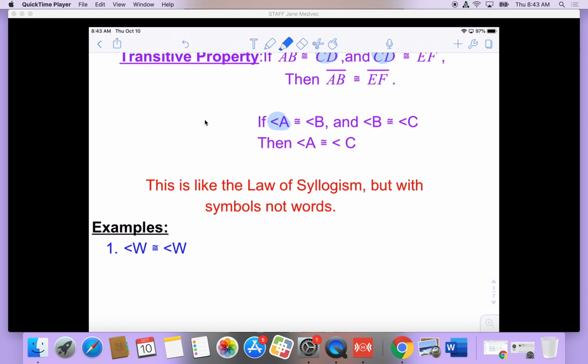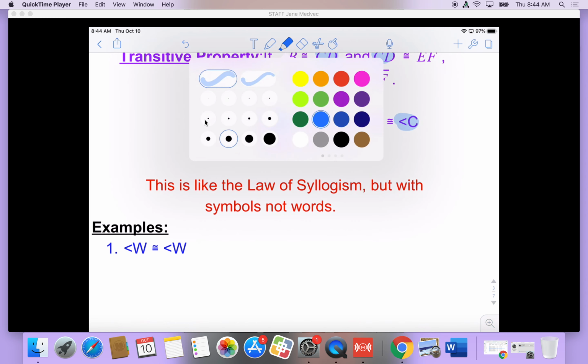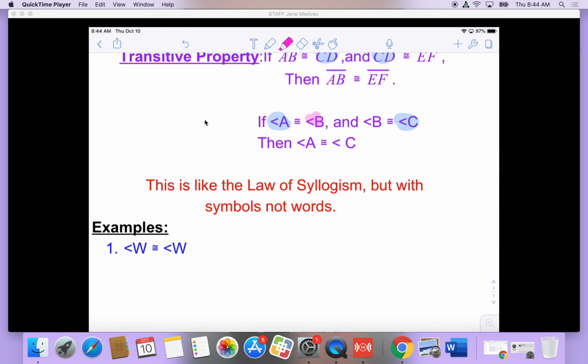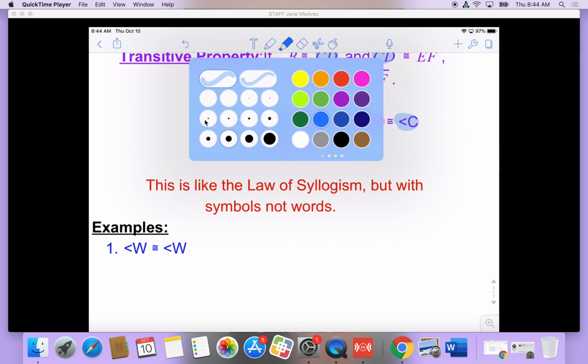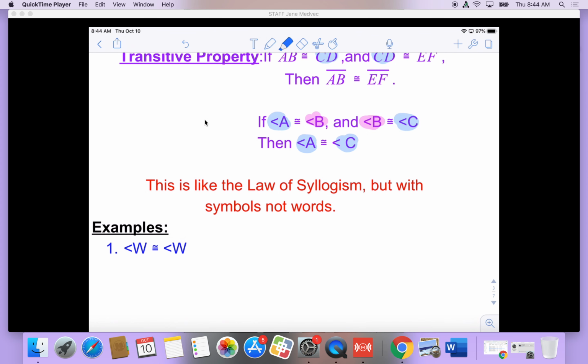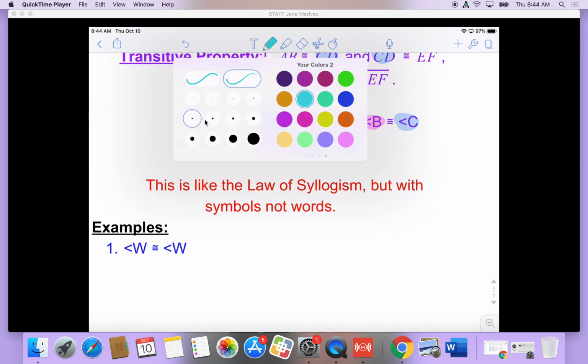So here's the dark part of my Oreo cookie. I'll make this pink. This is the inside of my Oreo cookie. Take out that, and then I put the two ends together. So A is congruent to C. So again, it's kind of like the law of syllogism. It's just not with words, it's with symbols. So if you think again of the Oreo cookie, that might help.